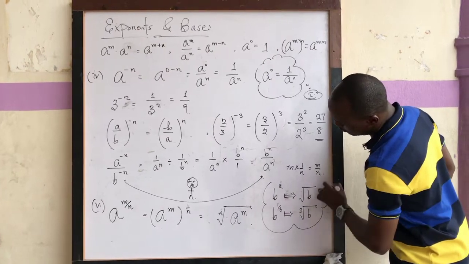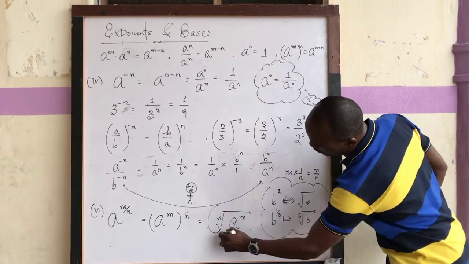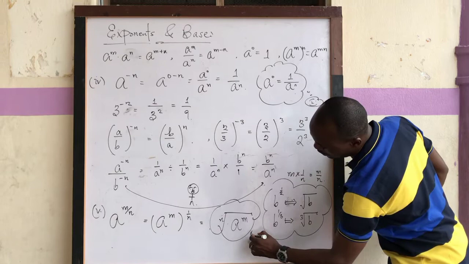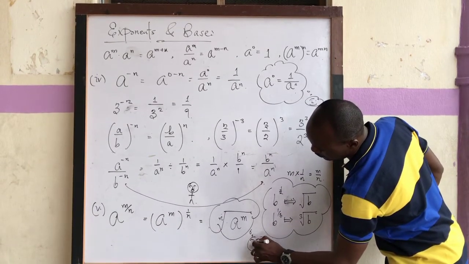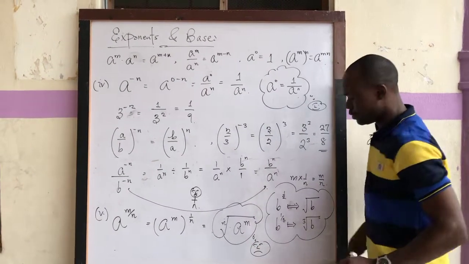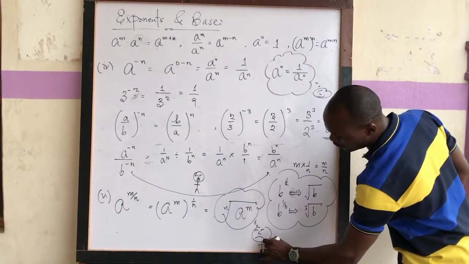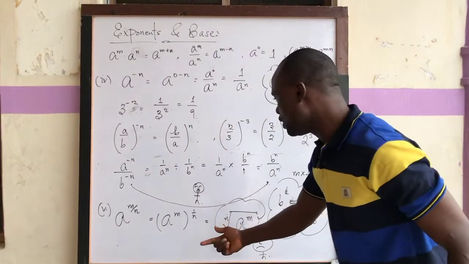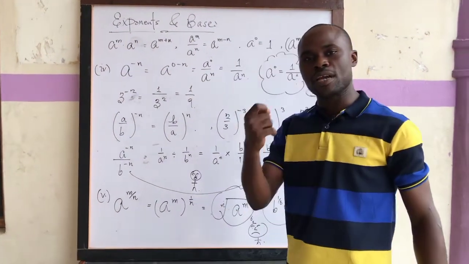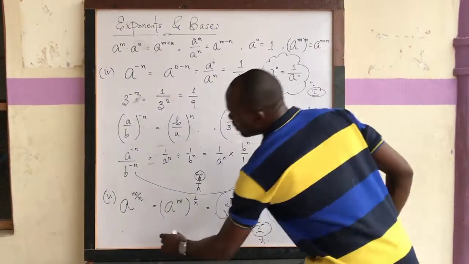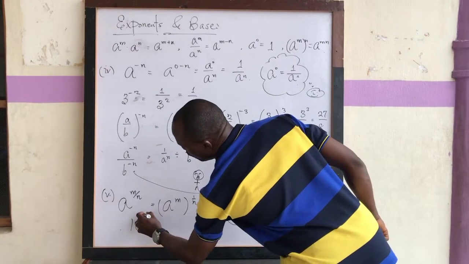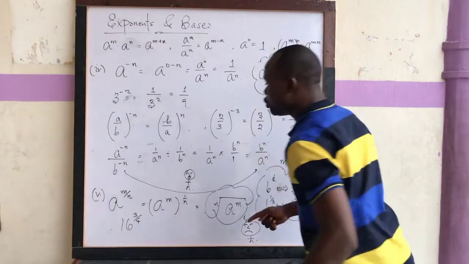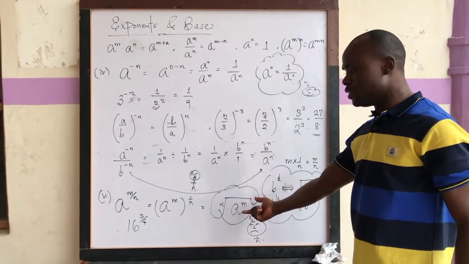But all this can be very scary. So that's very scary. I will show you a better way to handle this. How do we handle cases like this? Let us have a question in mind. For instance, we are having 16 raised to the power of 3 over 4. I want to show you a better method rather than going this way.